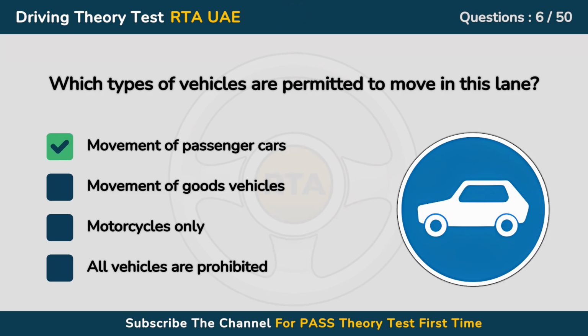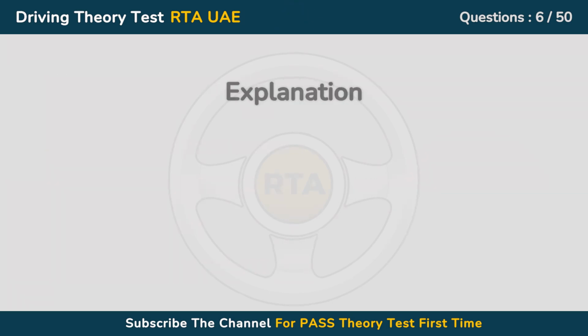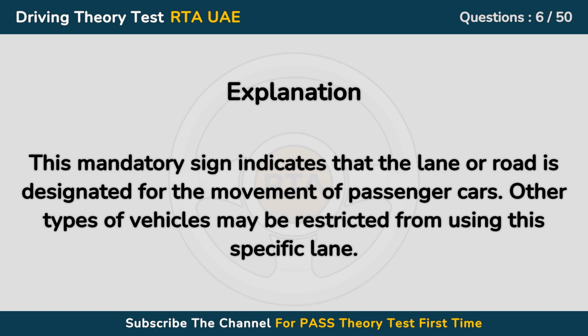Answer is A. Movement of passenger cars. This mandatory sign indicates that the lane or road is for the movement of passenger cars. Other types of vehicles may be restricted from using this specific lane.